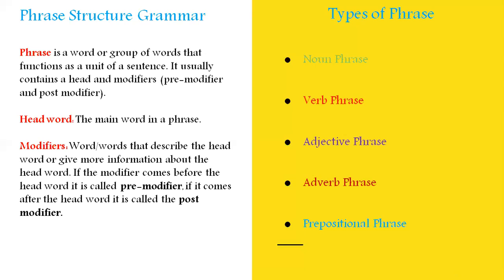Sachin is a noun. That's why it is a noun phrase. Or you can say a small boy. In this phrase, we have three words: a small boy. So a phrase can have a single word or many words, like a group of words that functions as a unit of a sentence. And what is its function? It functions as a unit of a sentence. It is not a sentence, but it is a part of a sentence that is called a unit. It usually contains a head and a modifier or modifiers.